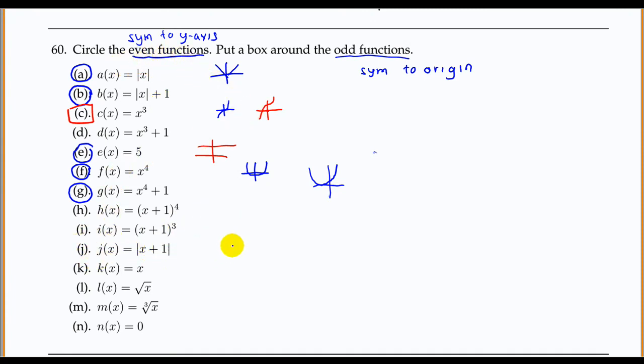Absolute value of (x plus 1), so remember that this is a graph of absolute value of x, so if you put 1 inside, it means we shift 1 unit to the left, so it is not symmetrical to either y-axis or the origin. K of x equal to x, the graph is like that, it is symmetrical to the origin, so it is an odd function.